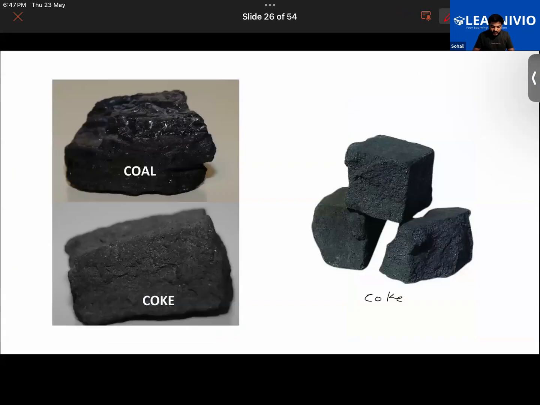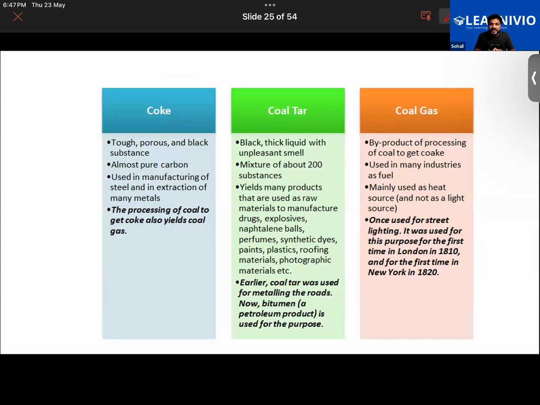If you were to look at coke, this is how coke looks. That's the image of coke. Coke will be tough and porous, and obviously it will be a black substance, and it's almost a pure form of carbon. Why is it a pure form of carbon? Because whatever other components were present in it have evaporated.